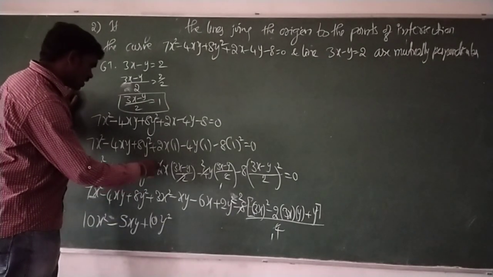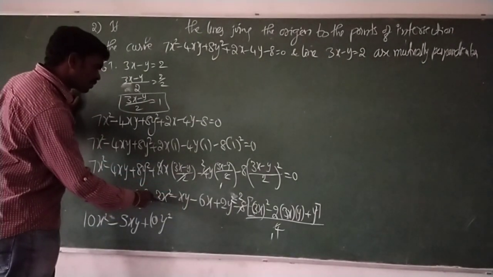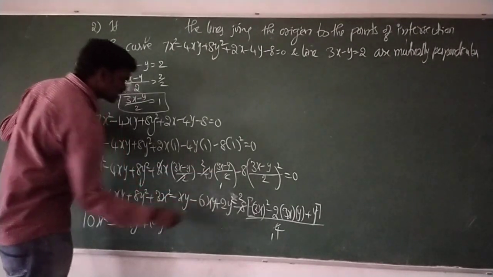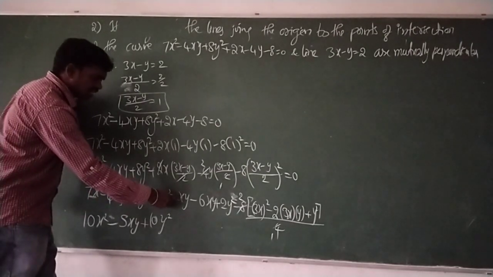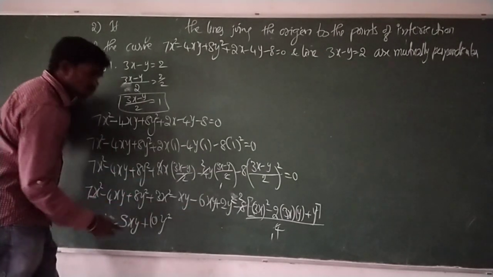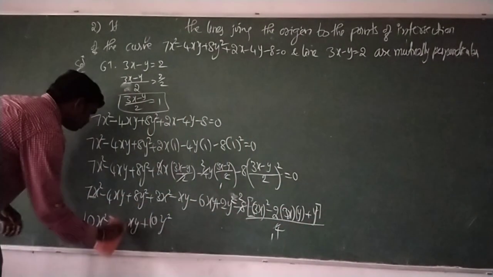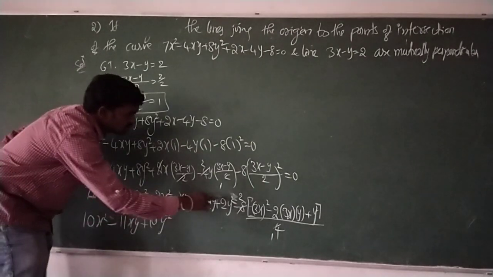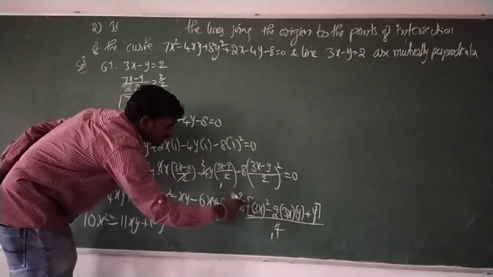Sorry, here x into 3x square, and 2y into 3x, 2xy, 6xy. So minus 4xy minus xy minus 5xy minus 6xy. So we get minus 11xy. Very sorry, minus 11xy. Complete. Next, 3 square means 9 square x square into 2.